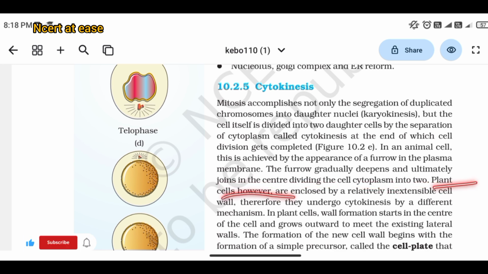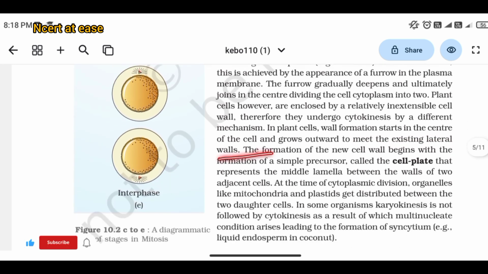Plant cells, however, are enclosed by a relatively inextensible cell wall. Therefore, they undergo cytokinesis by a different mechanism. In plant cells, wall formation starts in the center of the cell and grows outwards to meet the existing lateral walls. The formation of the new cell wall begins with the formation of a simple precursor called a cell plate that represents the middle lamella between the walls of two adjacent cells. At the time of cytoplasmic division, organelles like mitochondria and plastids get distributed between the two daughter cells.